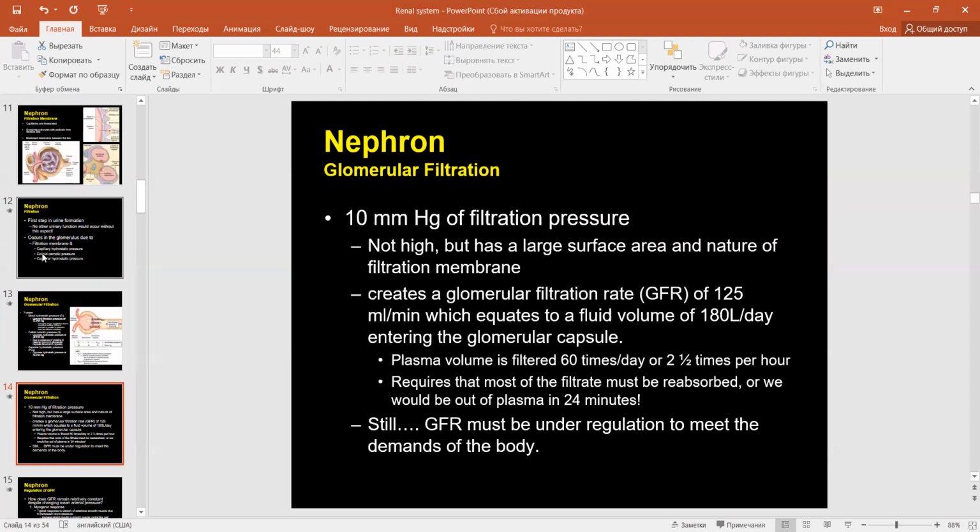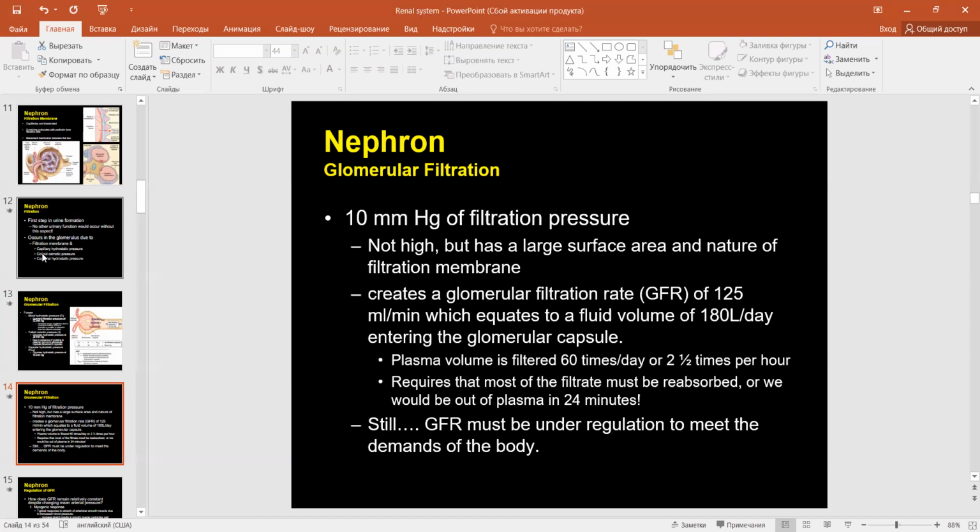The total force favoring filtration is the glomerular capillary blood pressure at 55 millimeters mercury. So the total of the two forces opposing filtration is 45 millimeters mercury. So the net difference favoring filtration, 10 millimeters mercury of pressure, is called the net filtration pressure. This modest pressure forces large volumes of fluid from the blood through the highly permeable glomerular membrane.